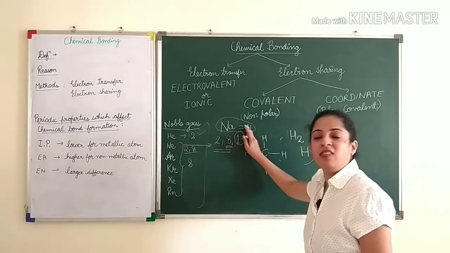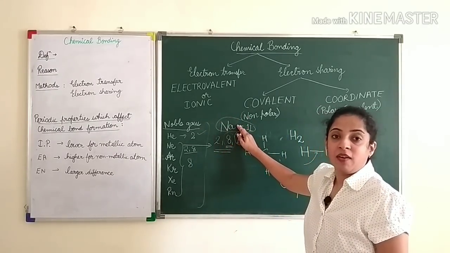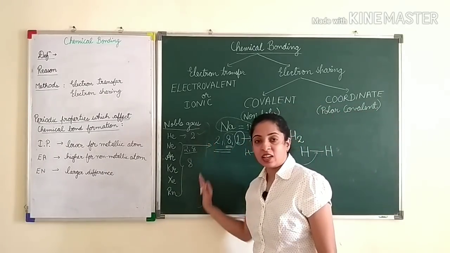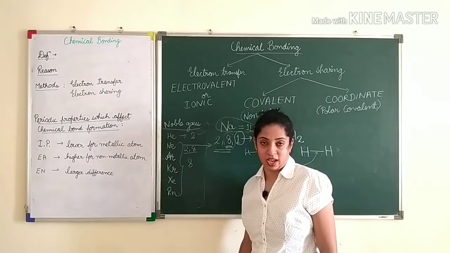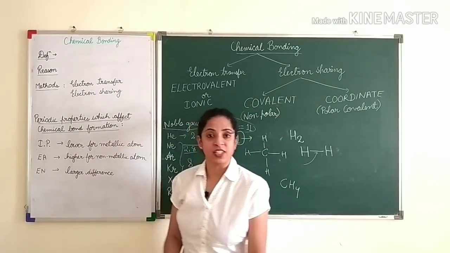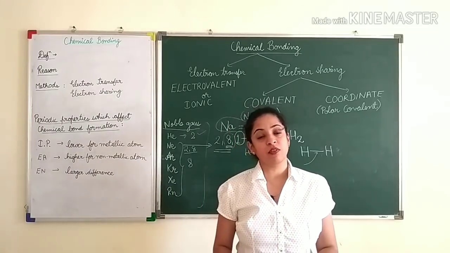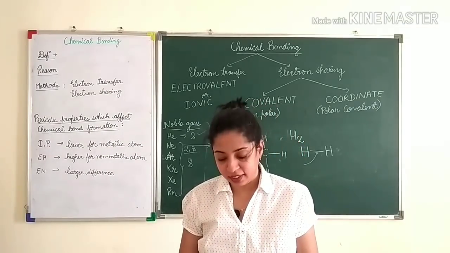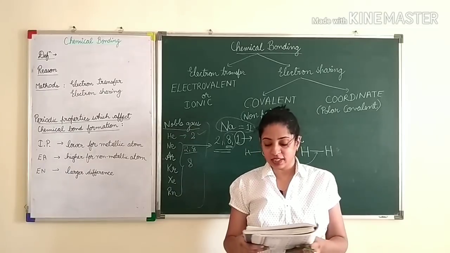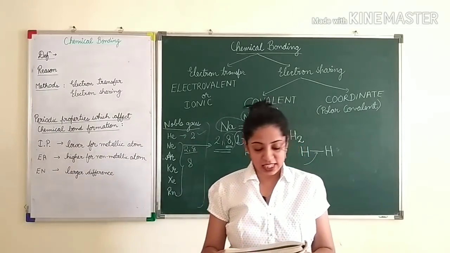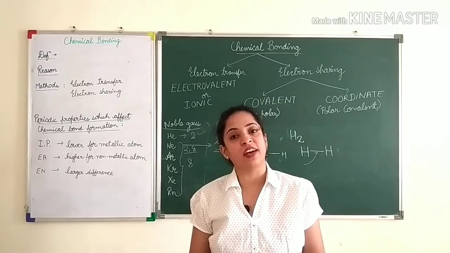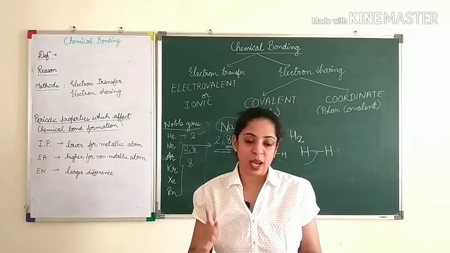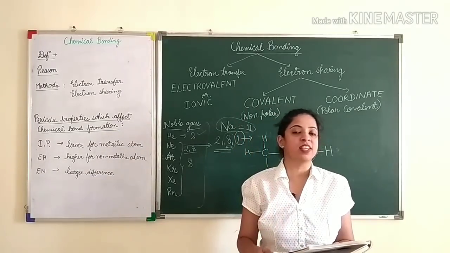So every element in the periodic table wants to lose or gain electrons so that it can attain the electronic configuration of its nearest noble gas. So the answer that you will write for the reason for formation of chemical bond is: the driving force for atoms to combine is related to the tendency of each atom to attain stable electronic configuration of the nearest noble gas. You will underline these lines, to attain stable electronic configuration of the nearest noble gas.